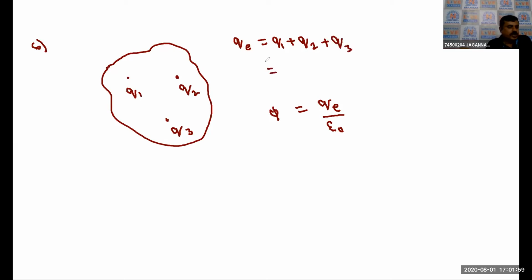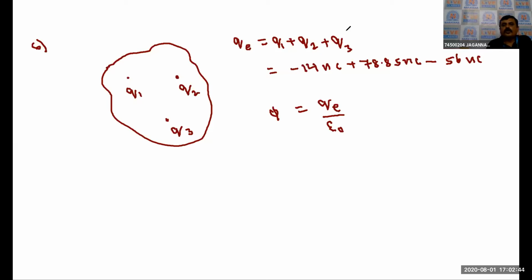So how much is the total charge? Q1 value is given in the question: minus 14 nanocoulomb. Q2 is given as 78.85 nanocoulomb. Plus Q3, which is given as minus 56 nanocoulomb.